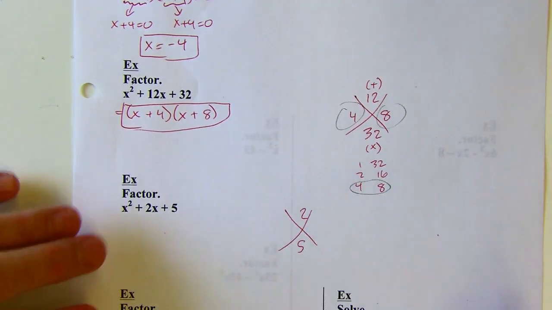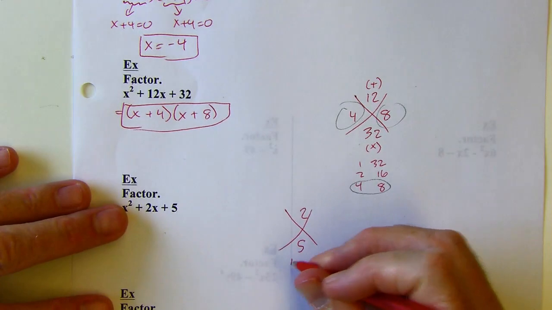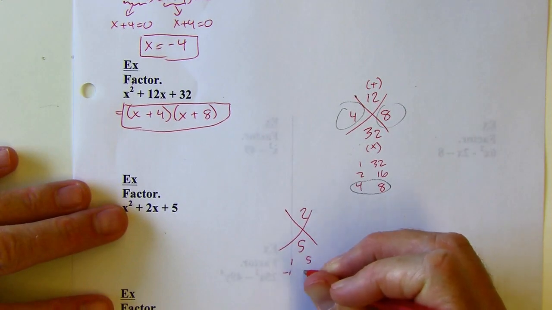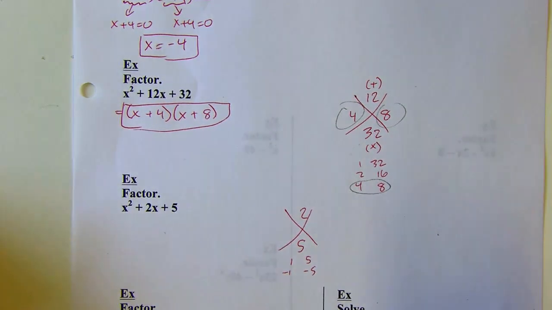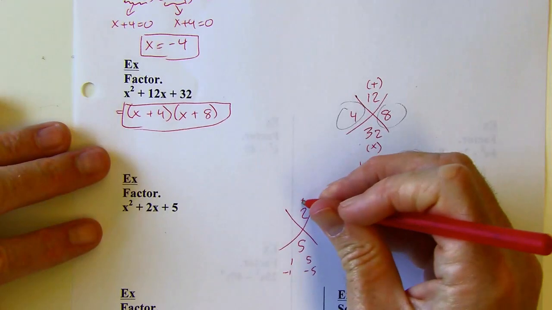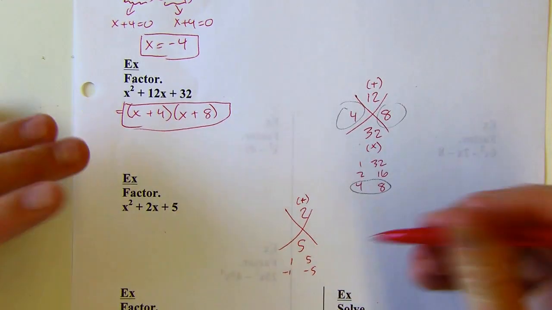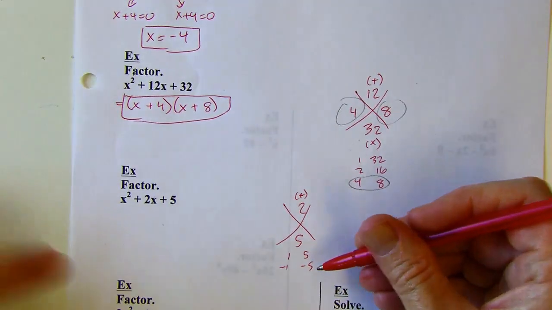Okay, I'm thinking, how can I multiply to get 5? There's only really two ways that I can do that using integers. Either 1 times 5 or -1 times -5. And when I try those out, neither one of them is going to add up to 2. This adds up to 6 and then to negative 6.